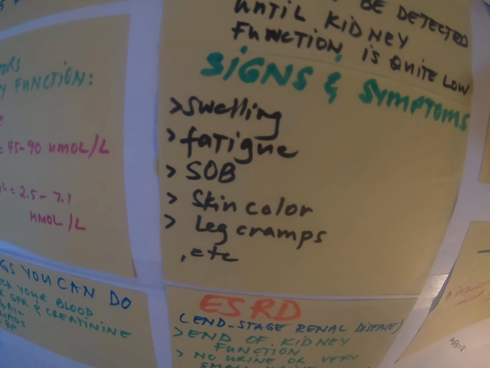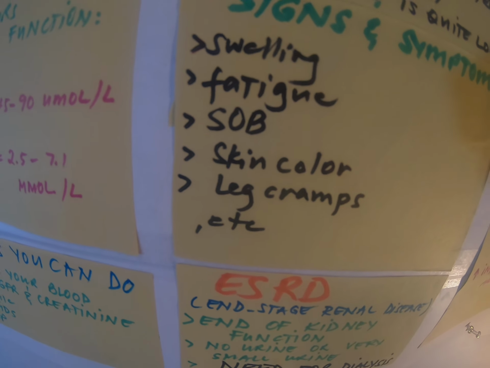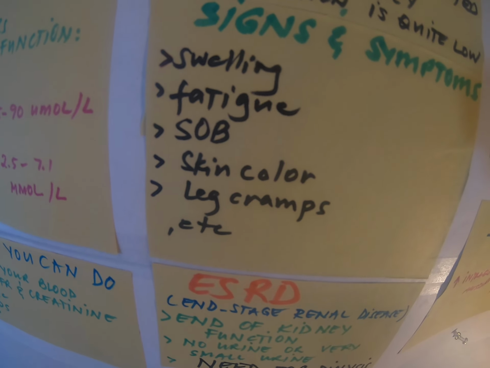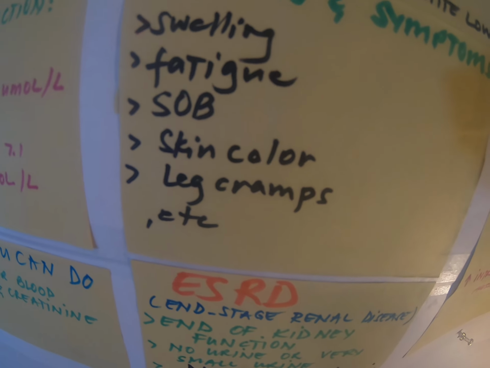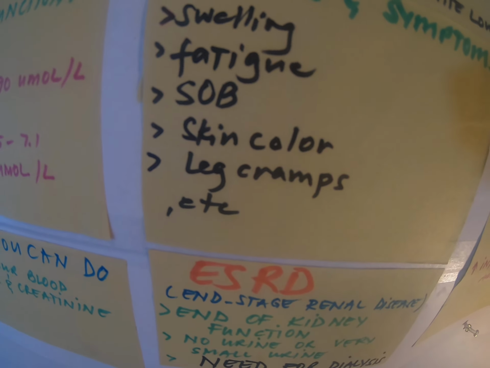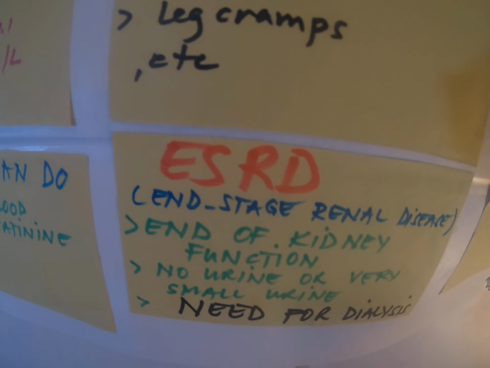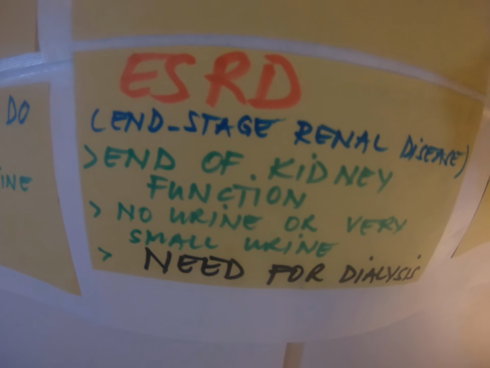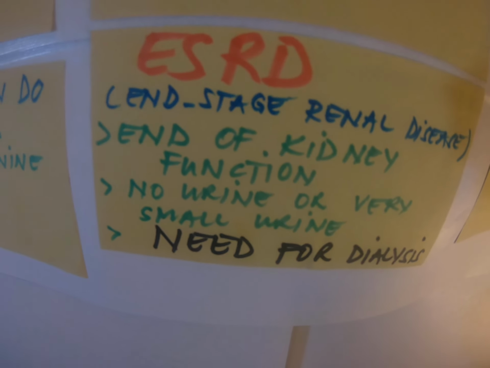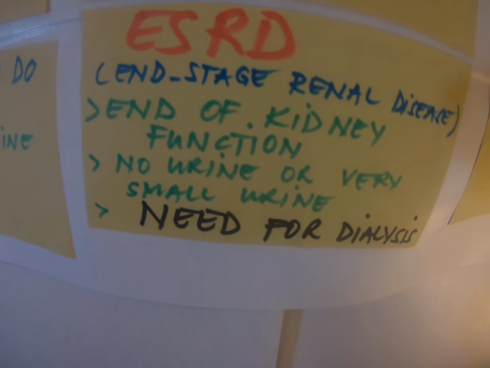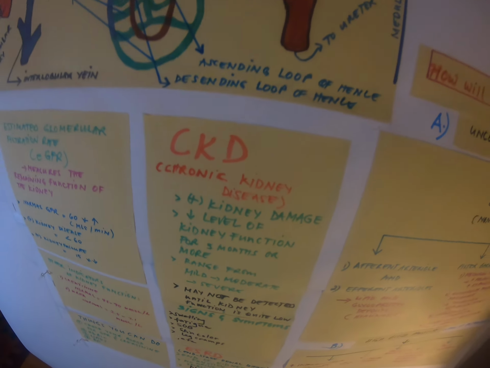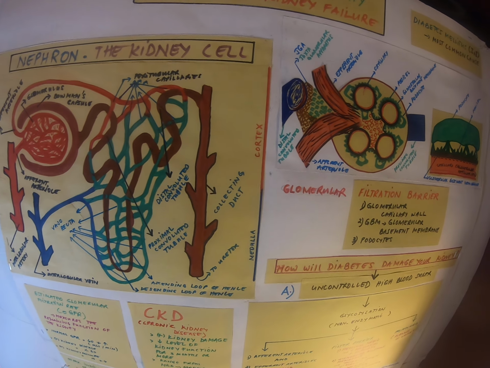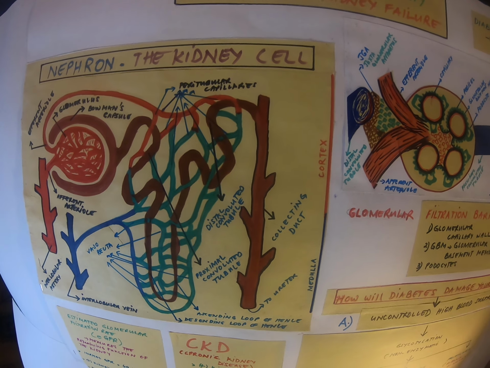The signs and symptoms could be swelling, fatigue, shortness of breath because of fluid overload, and skin color changes, because waste materials should be discarded through urine, but because your kidneys are not working, they settle. So they are pretty obvious in your skin, along with leg cramps and more. If this chronic kidney disease is not treated, we're going to have end-stage renal disease. The person might pee a little bit or not at all, and requires dialysis. Dialysis could either be peritoneal or hemodialysis, at the discretion of our renal doctors.